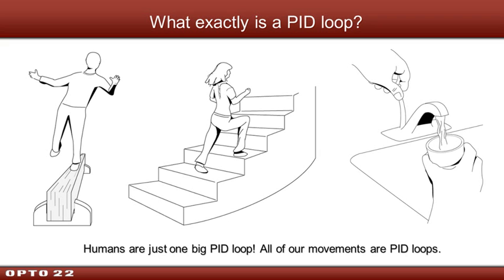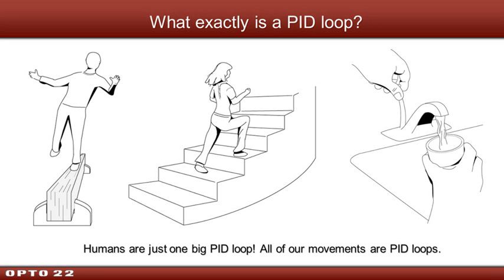When you fill a glass of water, the set point is obviously the water to the top of the glass, and then you are looking at that glass, so you're using your eyes, controlling your muscles, controlling the flow of water through the faucet, and ultimately closing off very gently the flow of water into the glass so that you don't overshoot and spill the water everywhere. So humans are basically just one big PID loop.